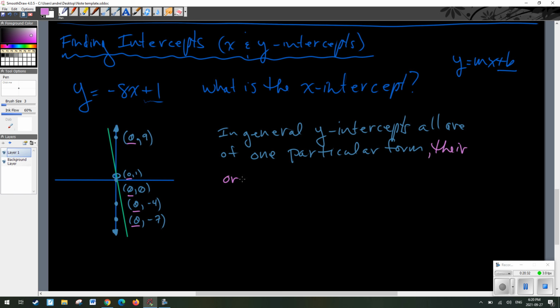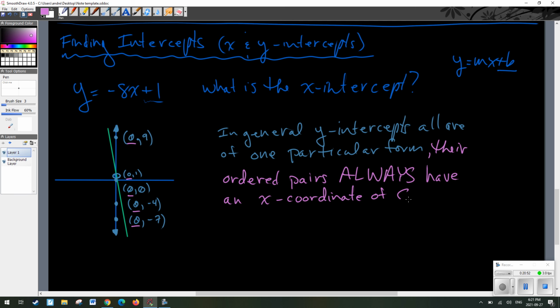They're ordered pairs that always have an x-coordinate of 0. So they're always going to look like 0, comma, some number. Right? So it's always going to be 0, comma, some number. So these are all examples of y-intercepts. They're always going to have 0, comma, a number. And that's really important to us.